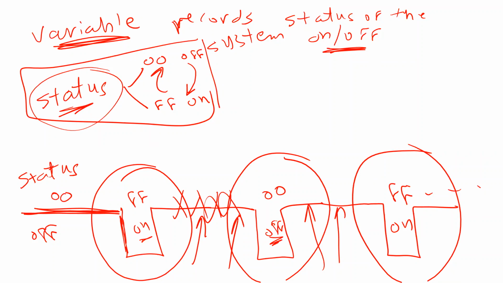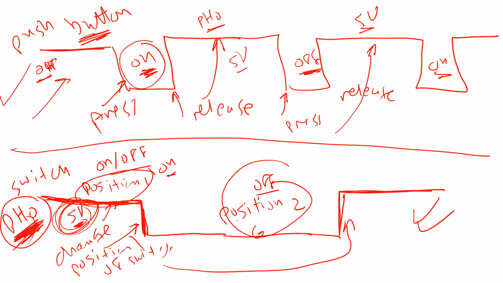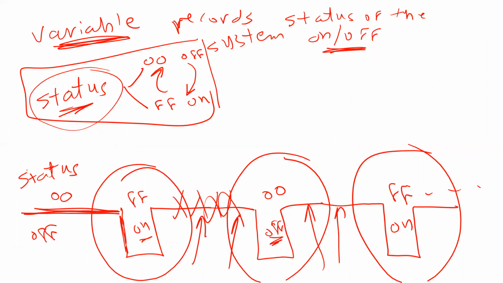Don't ask PH0. This is the major difference from a switch. In the case of a switch, if I want to know if the system should be on or off, I ask PH0, and PH0 is going to tell me, because 5 volt means on, 0 volt means off. But in the case of a push button, don't ask PH0, because it is not going to tell you. PH0 is 5 volt all the time. If the system is on, it's 5 volt. If it's off, it's also 5 volt. So if you want to know if the system is on or off, just ask the variable.